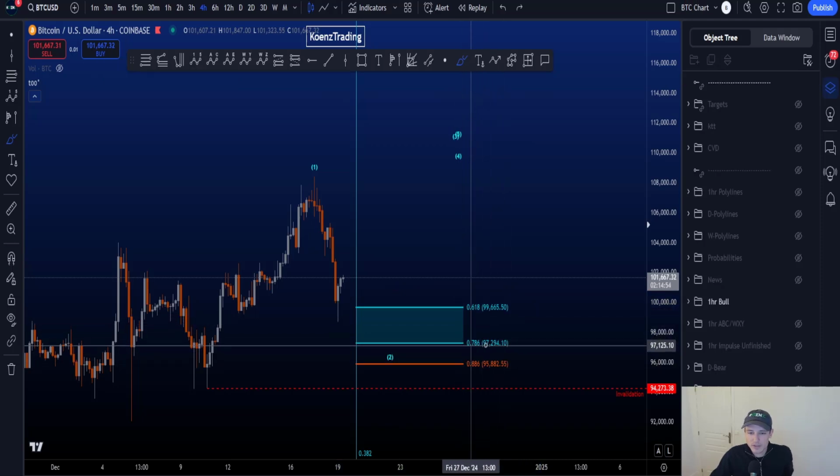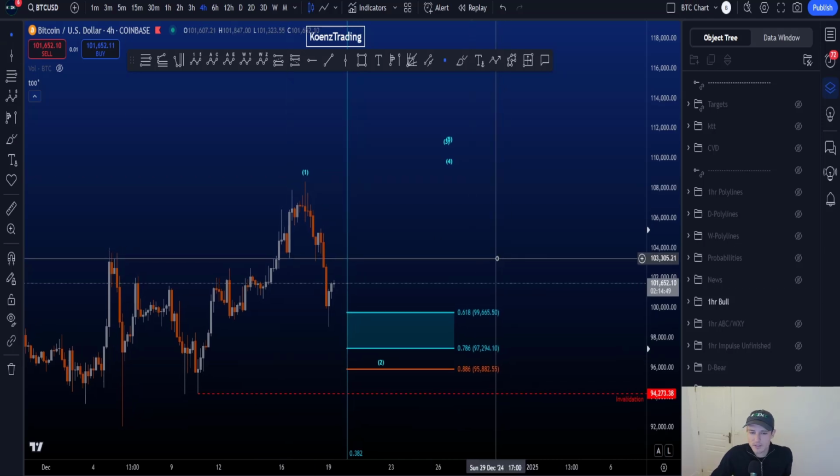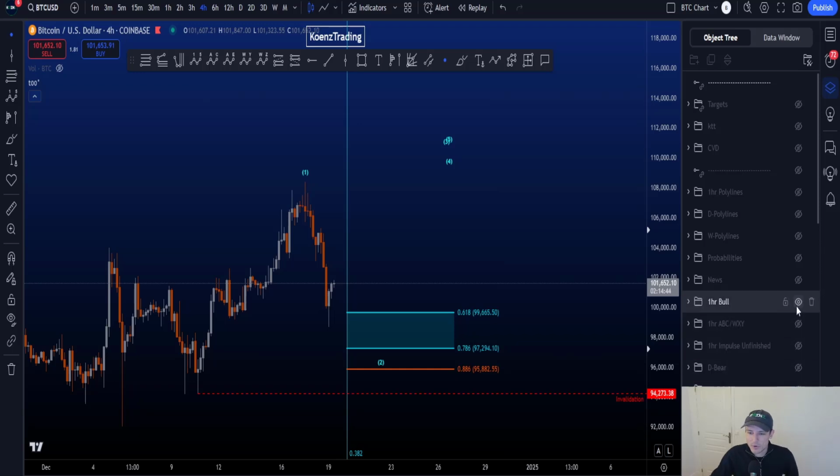Common retracement target for 2 has been touched. That is the 618 to the 786. 886 is very, very rare. That would lower the probabilities for this scenario even more. Your invalidation is the low at 94.2K.